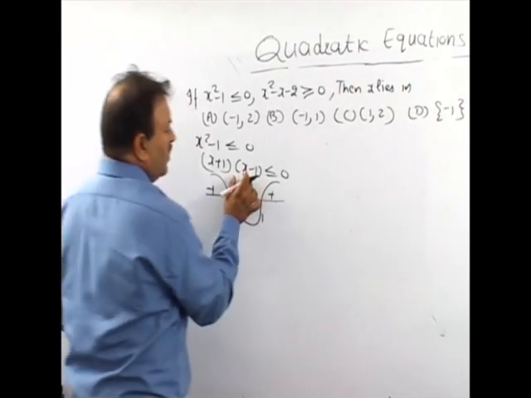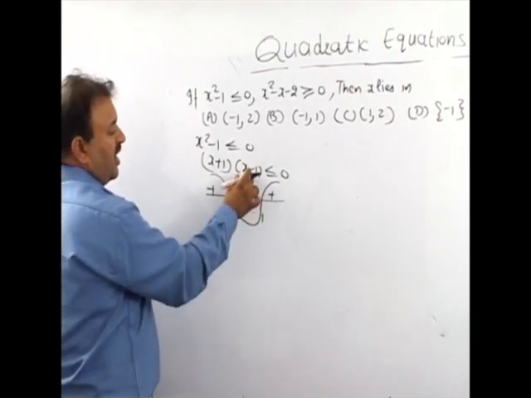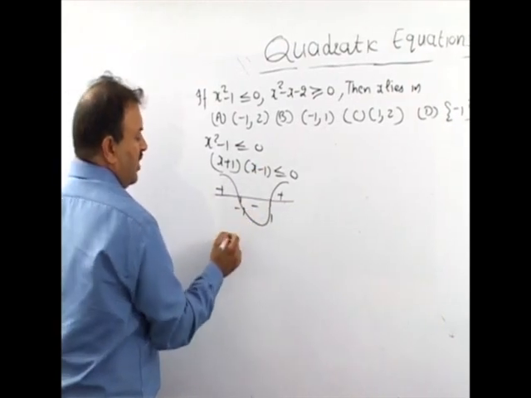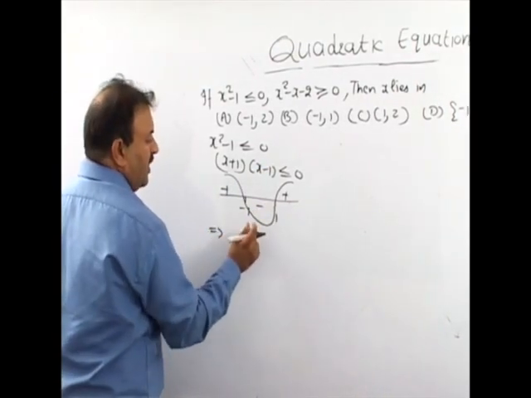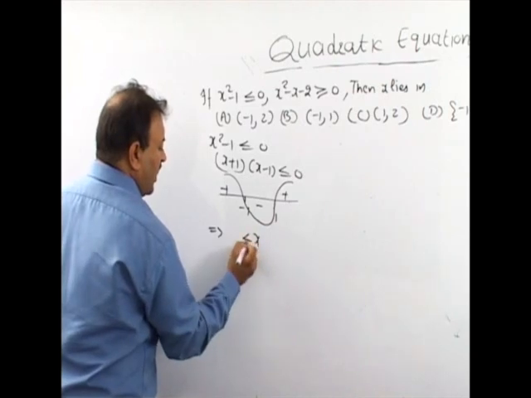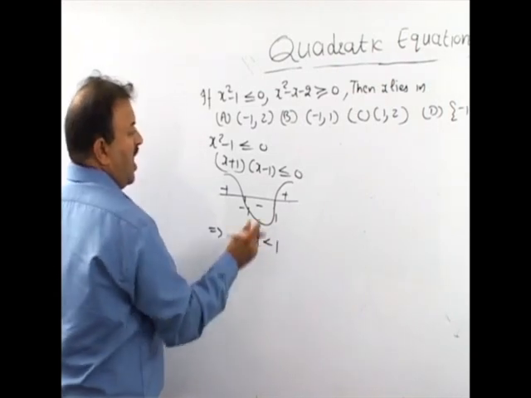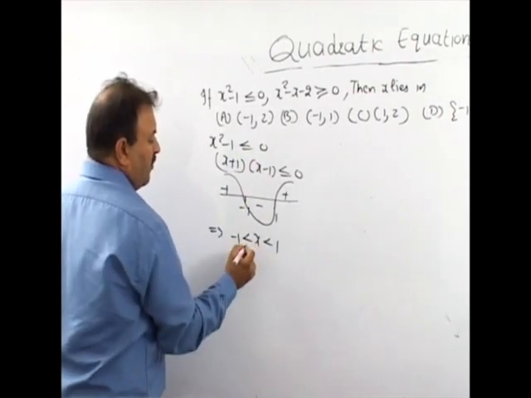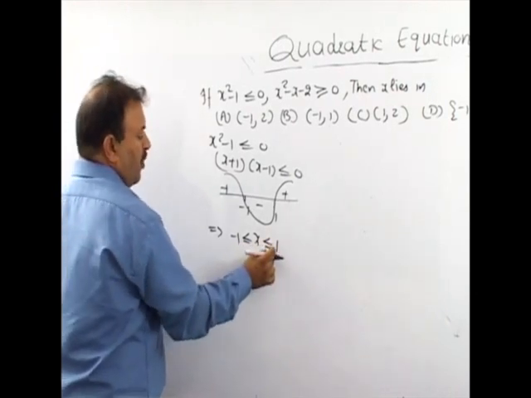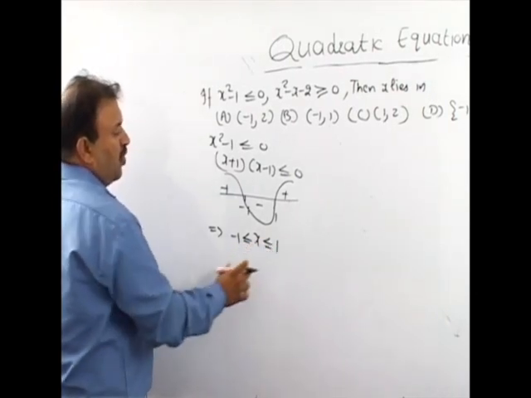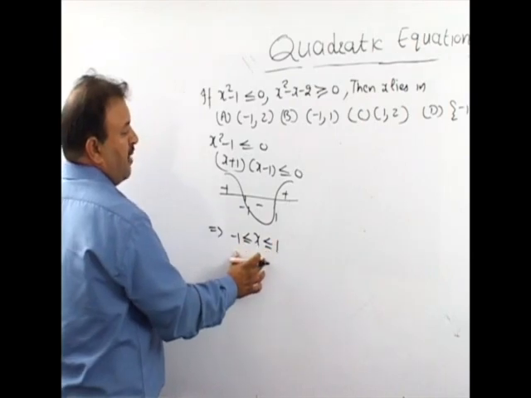Now we have to find out where the expression is negative. The negative sign is here. So the result will be x negative from minus 1 to 1. As it is a closed bracket over here, we'll put the equal sign here. So our result will be x lies between minus 1 and 1.